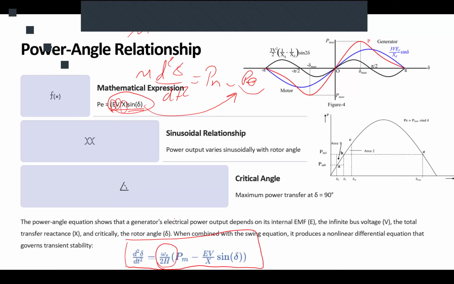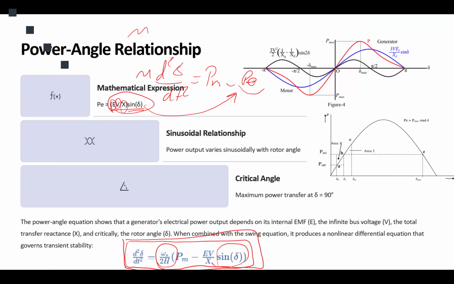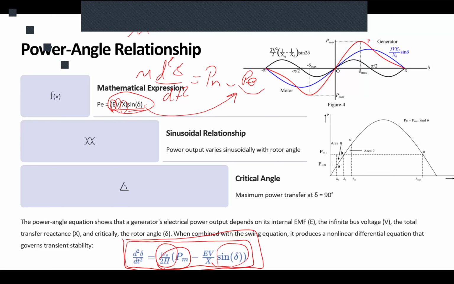Now look at this function. We have a second order differential equation over delta, which also has a sine of delta in it. That's what I meant by nonlinear behavior. Is that clear now? We have a constant. If you integrate this constant to solve this second order differential, this one would become a constant times delta.